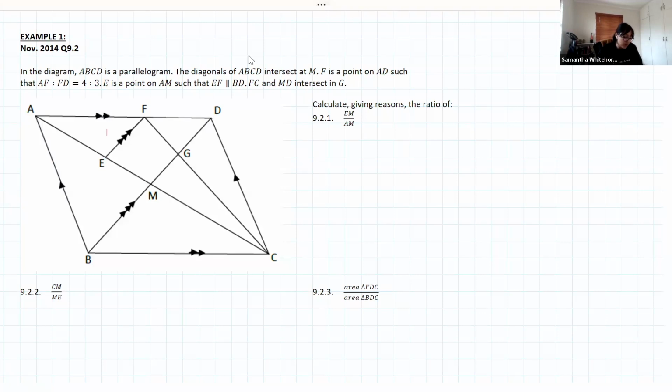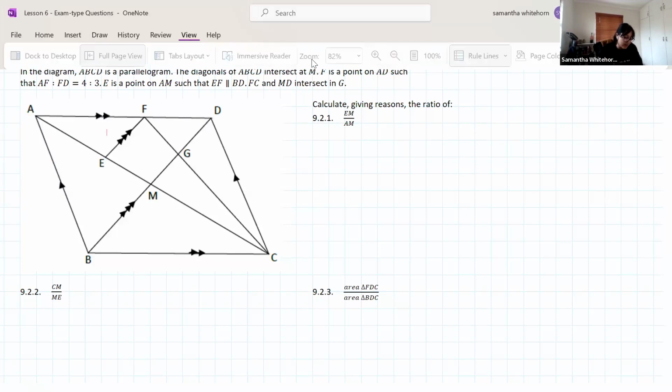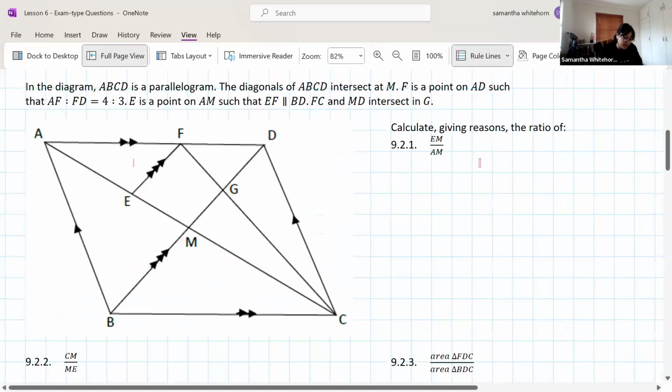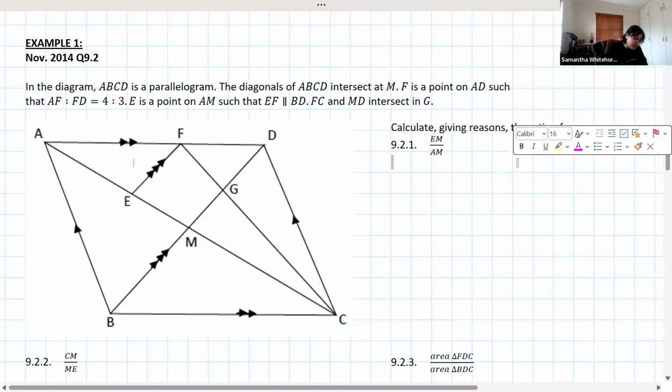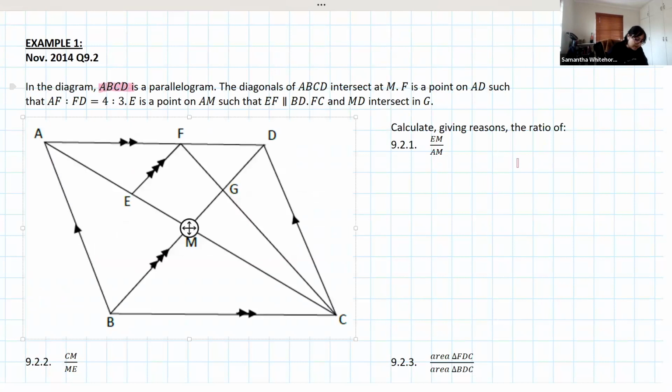In this question, we have been told that ABCD is a parallelogram. Sorry, I'm gonna get on it. So we've been told that ABCD is a parallelogram. Now, ABCD is the big quadrilateral that we have here.